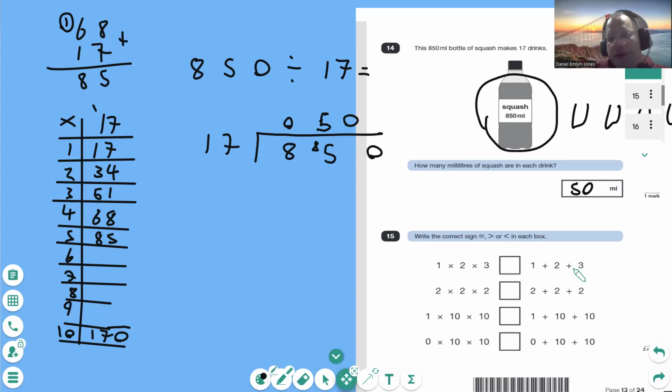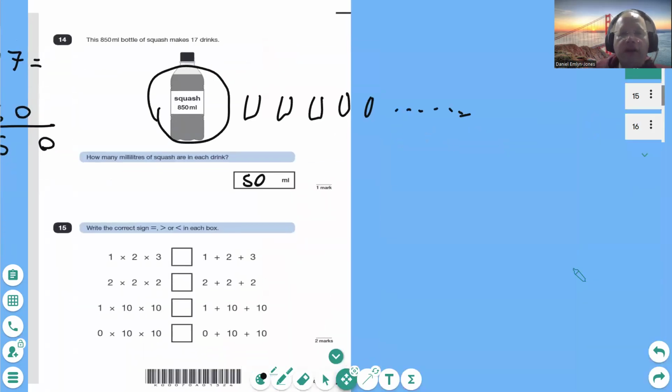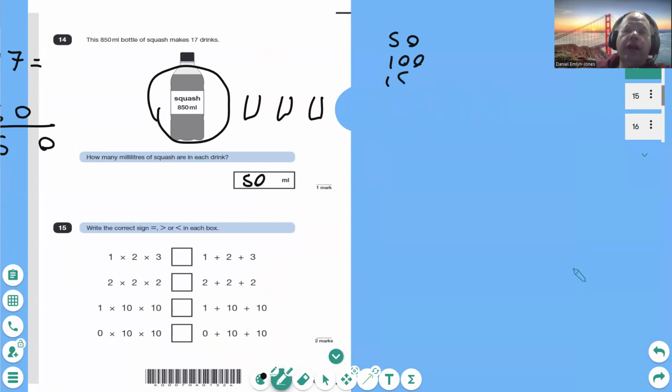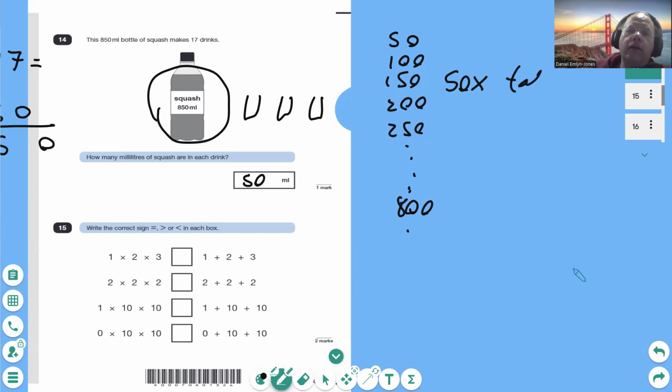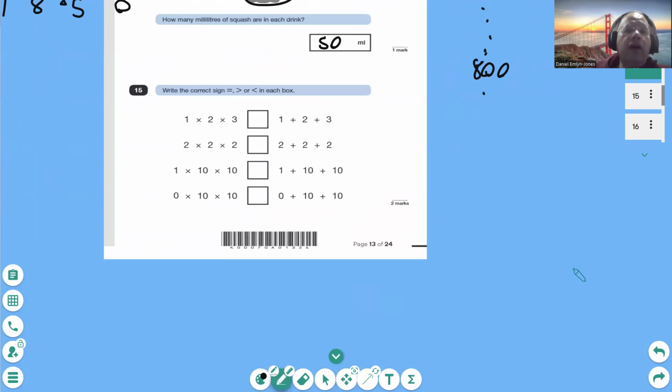And actually, you could do it like this. If you know your 50 times table, which is not too difficult, it's a bit like a 5 times table. You could think of 50, 100, 150, 200, 250. And if you go up to 800, you'll get to 16. 16 times 50 is 800. So an extra one will be 17. So you could think of your 50 times table as well, which is like the 5 times table, really. Wonderful.